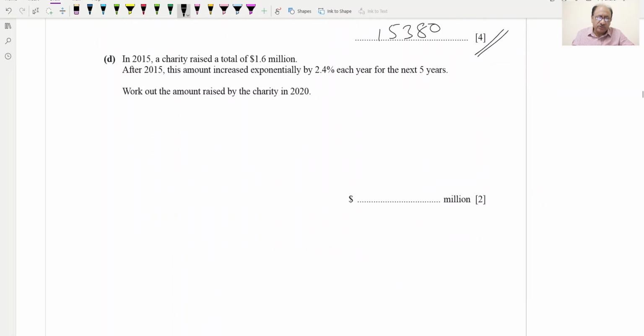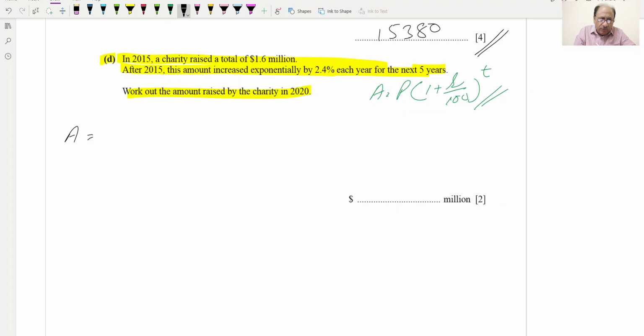Hopefully you understood this. Now, D part: in 2015, a charity raised a total of 1.6 million. After 2015, this amount increased exponentially by 2.4% each year for the next 5 years. Work out the amount raised by the charity in 2020. The amount is equal to the principal amount times 1 plus rate over 100 raised to the power n. This is the formula which we are using for compound interest or exponential increase, and we will be replacing values.